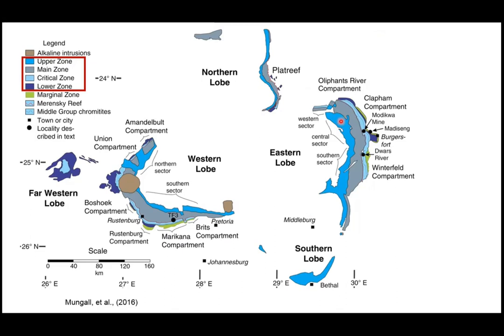which is the mafic-ultramafic portion of the Bushveld Complex, and it's about 9 kilometers deep. It is subdivided into the Lower Zone, Critical Zone, Main Zone, and Upper Zone, and the Critical Zone hosts the well-known economic horizon, the Merensky Reef. Geographically, it is subdivided into northern, western and eastern limbs with different compartments, as you can see here.